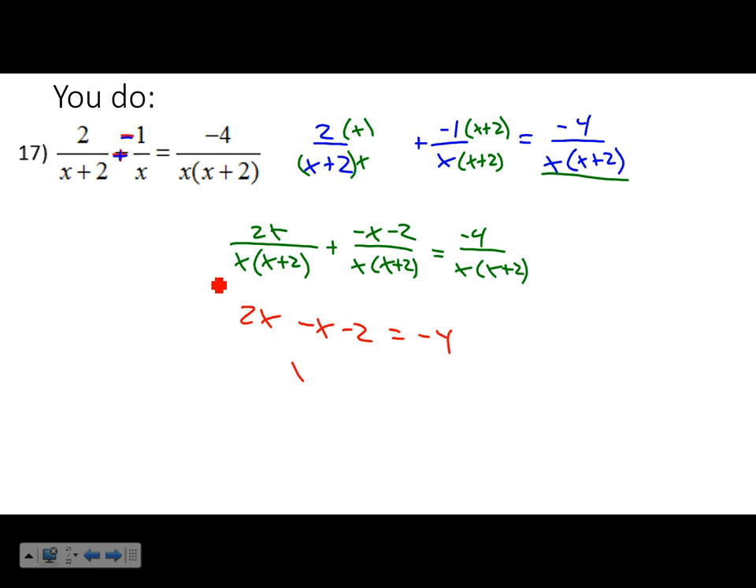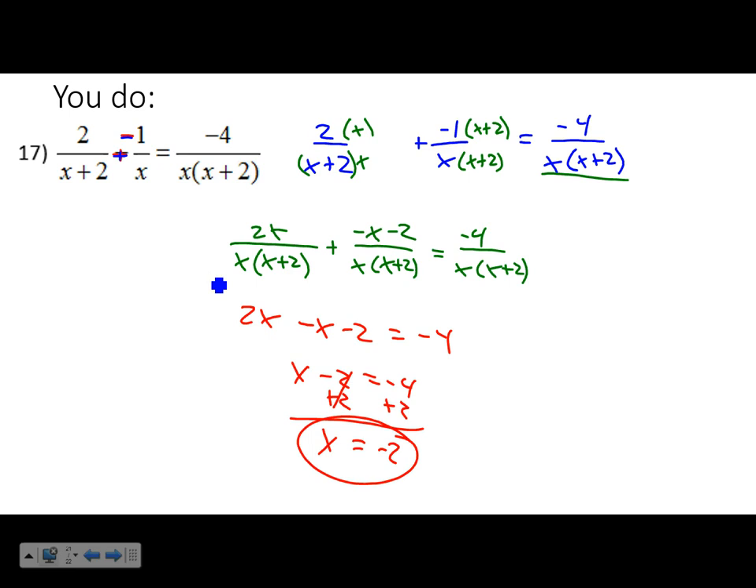Combine your like terms. That's x minus 2 is equal to negative 4. Add 2. So that one's a really good one. That's a good one to start with for your first one doing this. So that one ended up x is equal to negative 2. Again, if you have that, that's totally fine.